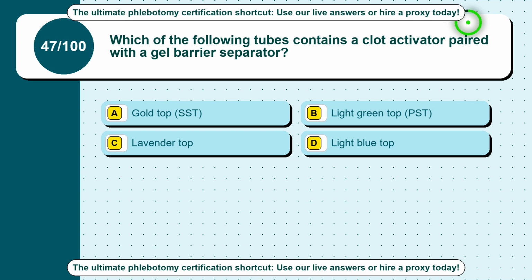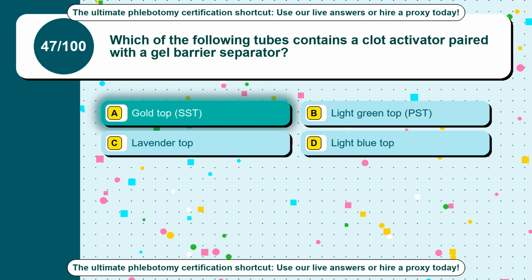Question 47. Which of the following tubes contains a clot activator paired with a gel barrier separator? Option A, gold top, SST. Option B, light green top, PSD. Option C, lavender top. Option D, light blue top. The correct answer is option A, gold top, SST.